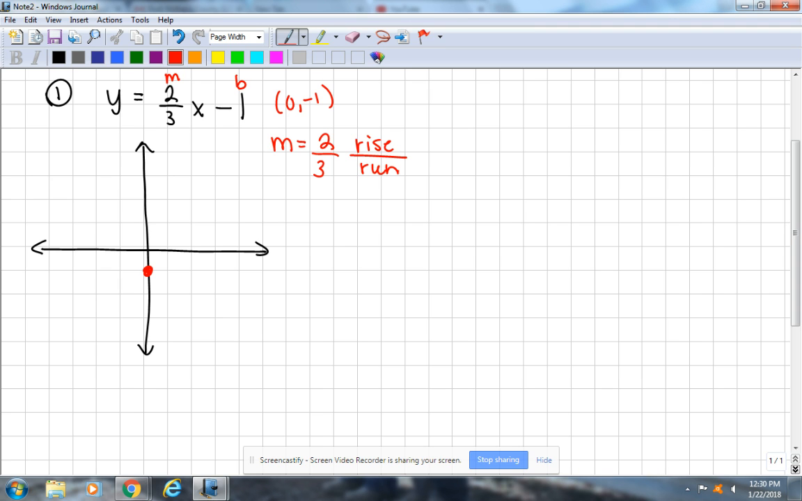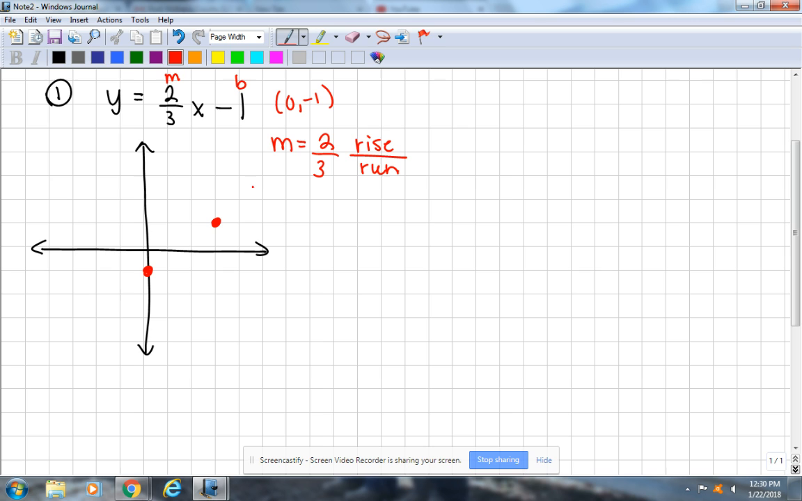So we're going to rise 2. That means I'm going to go up 2 from my y-intercept. So I'm going to go up 2 spaces on the y-axis. And my run is +3. So that means I'm going to go to the right 3 spaces. So I rise up 2 and run to the right 3 spaces. And that is going to be my next point on my line.